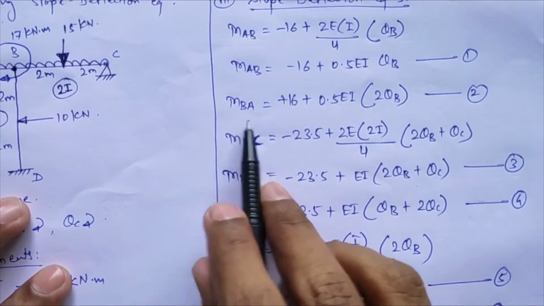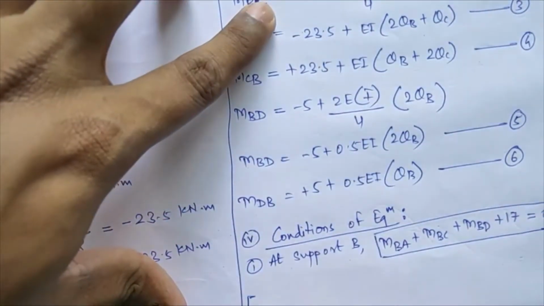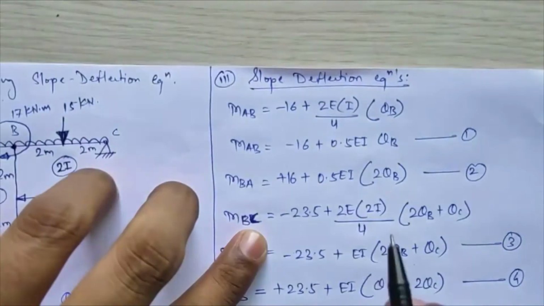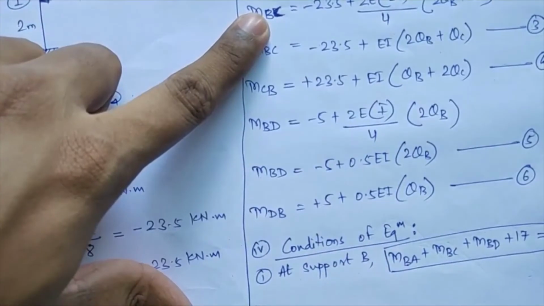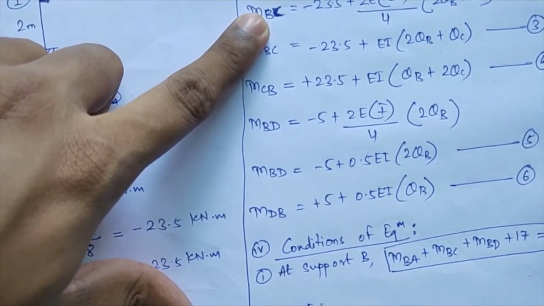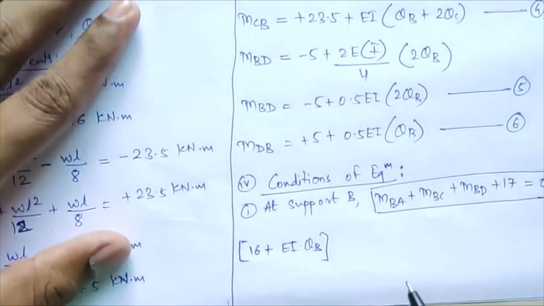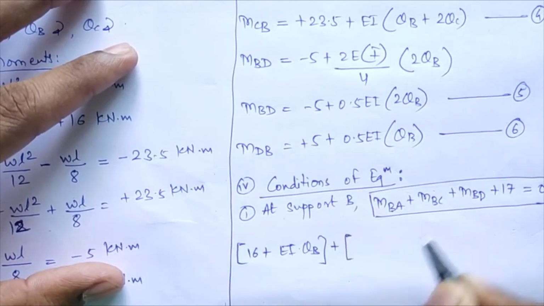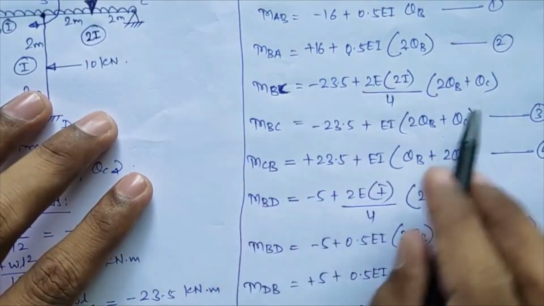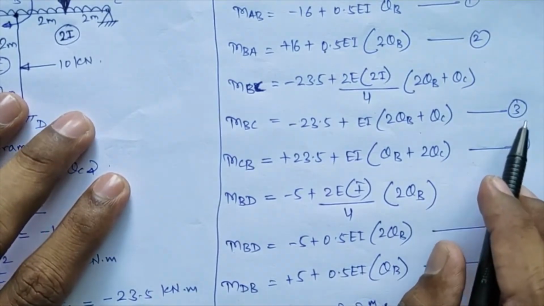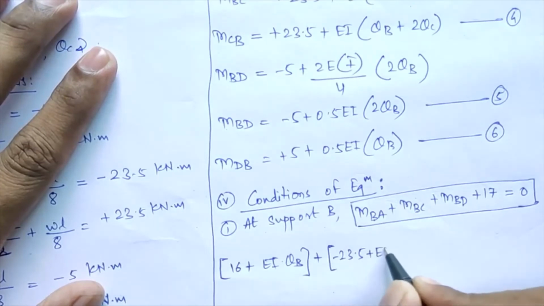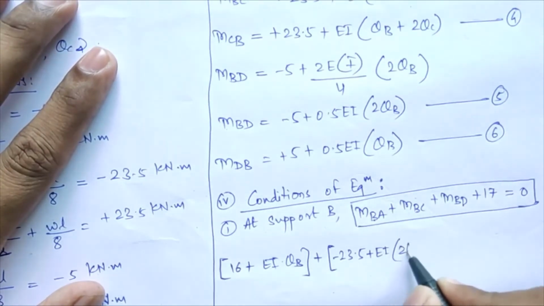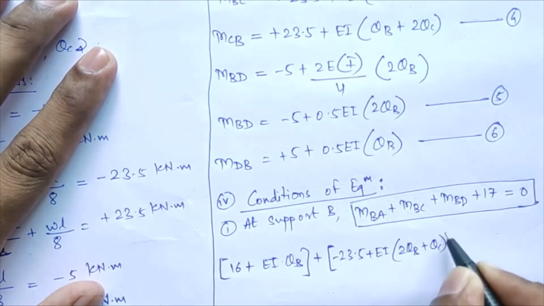MBA, the equation of BA, that is your equation number 2. I'm writing that here: 16 plus, here I'll simplify this, 0.5 into 2 will become 1. So directly I'm writing EI into theta B. Simplification will make your numerical easy. Plus now the BC member, that is your equation number 3 that I have got. I'll write that minus 23.5 plus EI into 2 theta B plus theta C.